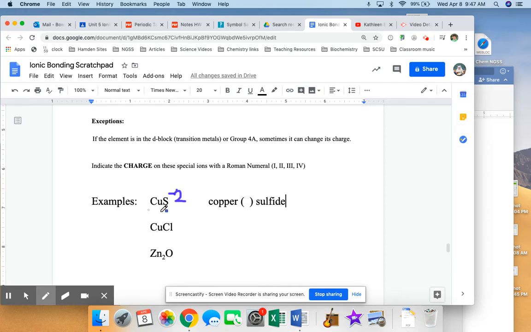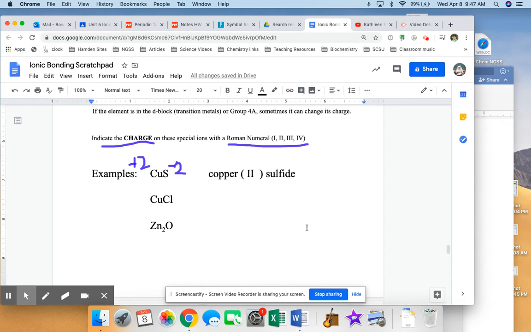Because all of these formulas have to be balanced, to balance out a -2, we're going to need a +2 charge. The Roman numeral indicates the charge. The charge is the Roman numeral. So that means if we have a charge of +2, our Roman numeral needs to be 2: copper 2 sulfide. Let's try another one.